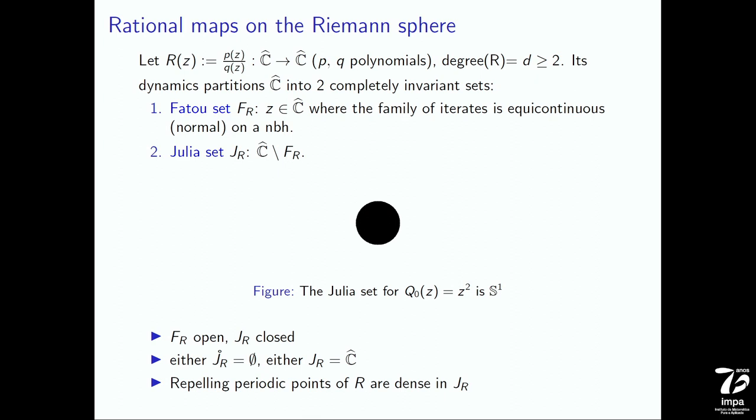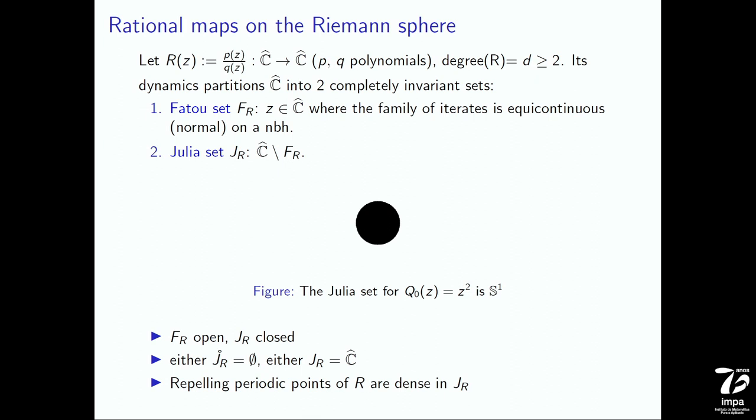By definition, the Fatou set is open, and the Julia set is closed. We have that the Julia set either has empty interior or is the whole sphere, and that repelling periodic points are dense in the Julia set.